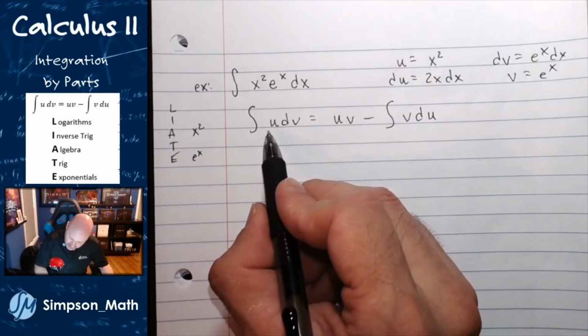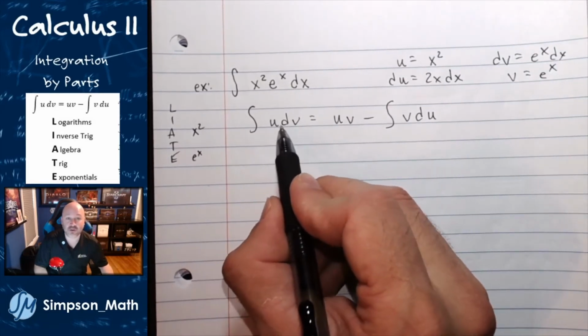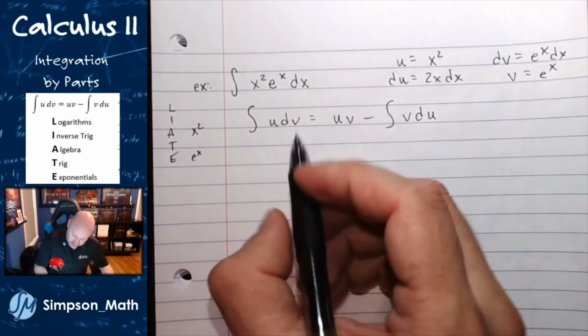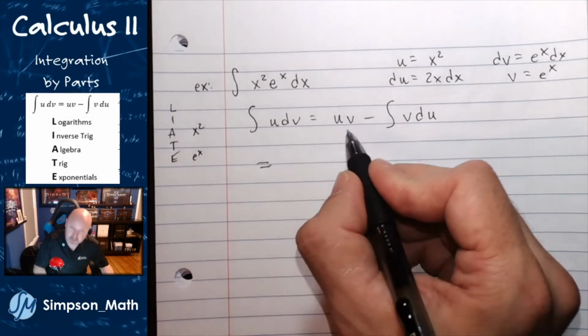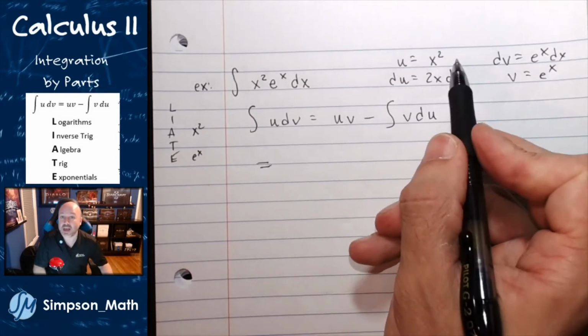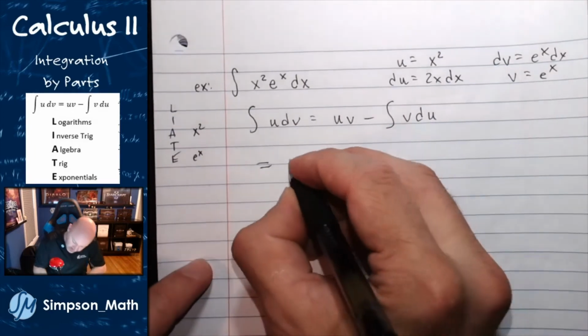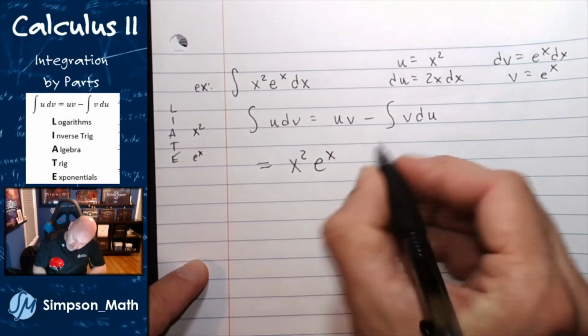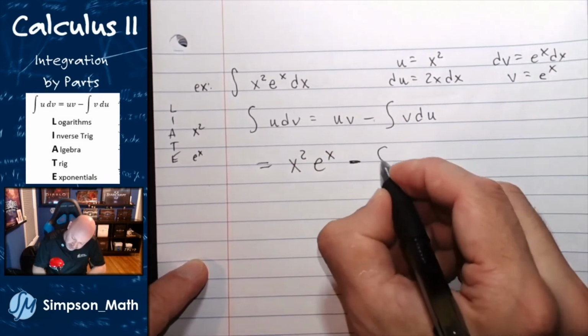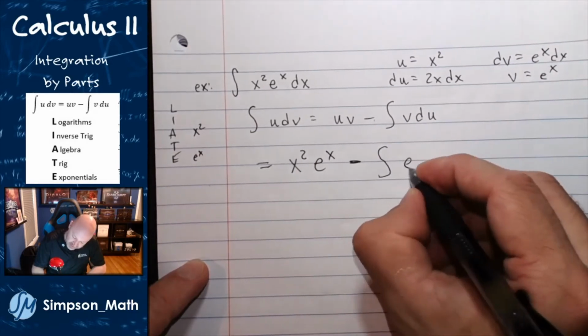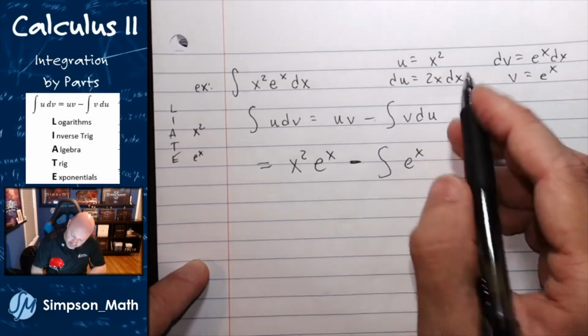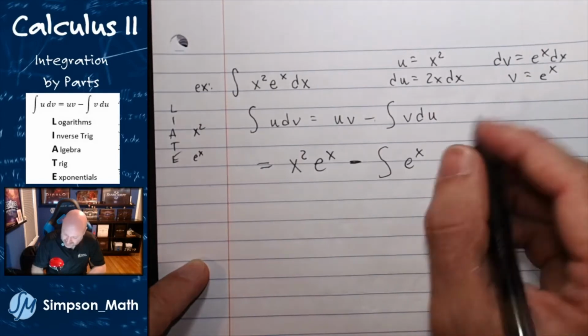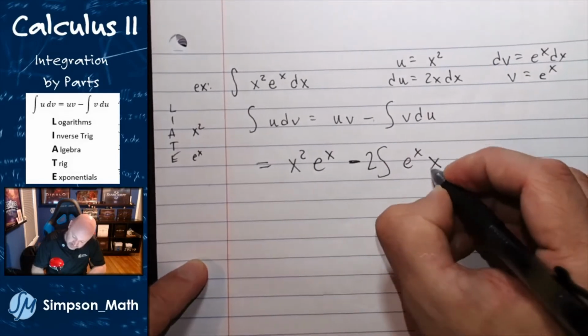Then this is what I'm trying to find, the integral of this product. So it's going to be equal to u times v, x squared times e to the x, minus another integral, v, which is e to the x, times du, which is 2x dx. I think I'll pull out the 2.